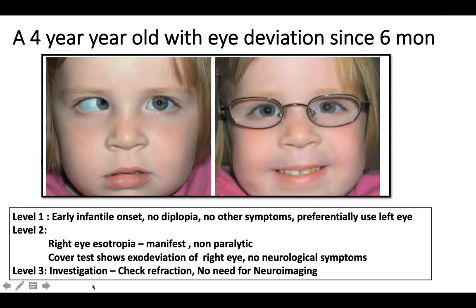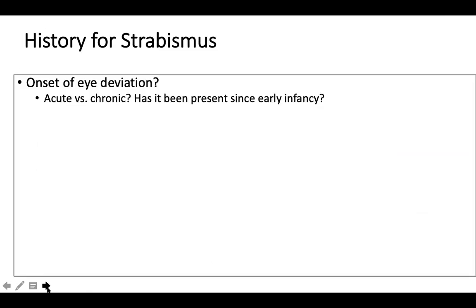There are no neurological symptoms. You need to send the child to an ophthalmologist who will prescribe the adequate glasses. So this is an example of a typical right eye esotropia. In terms of strabismus, the strabismus that we neurologists are worried about is neurological strabismus or neurological squint, because of paralysis, either from a brainstem lesion, a brainstem tumor, or brainstem demyelination and so on. So the onset is very important.